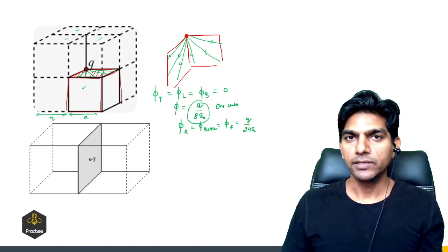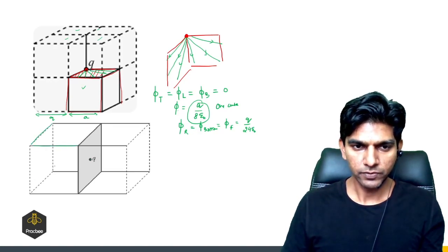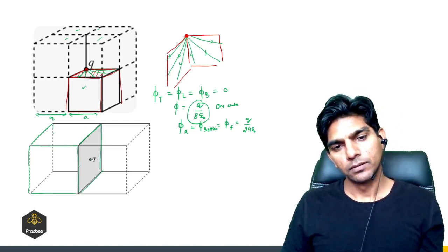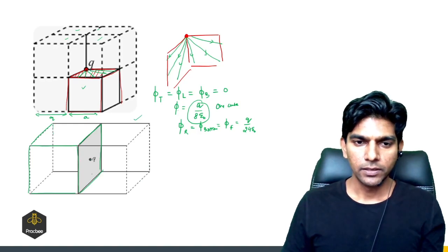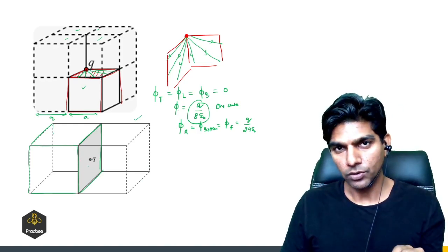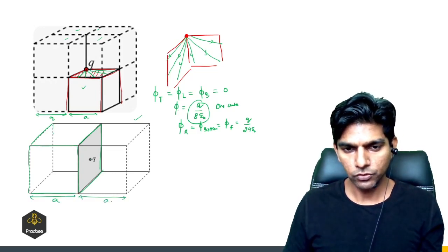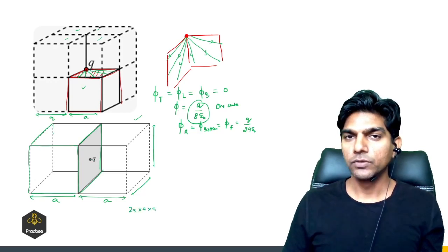If a charge is placed at the center of one of the faces, let us say this is our cube. We have been given this cube, and the charge is placed at the center of the right face. So what are we going to do? We will draw a hypothetical cube to the right of the charge, such that this charge will be at the center of this cuboid, right? So now we have a cube of side A. We have drawn a hypothetical cube of side A. Now we have a cuboid of dimension 2A times A times A, right?